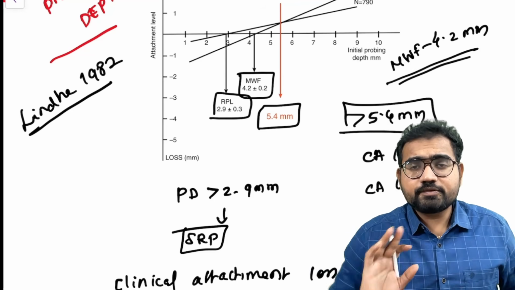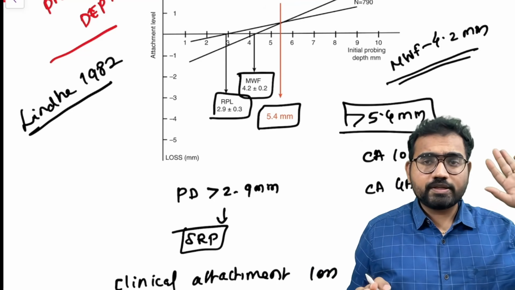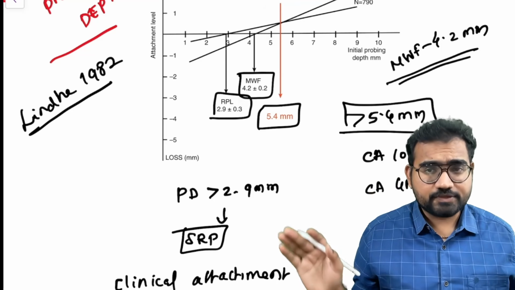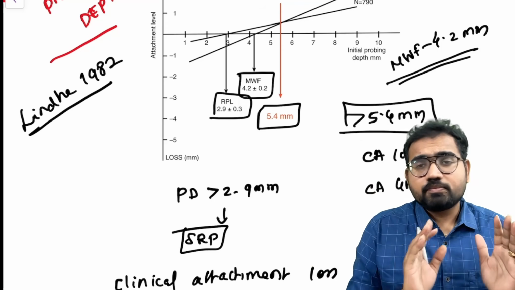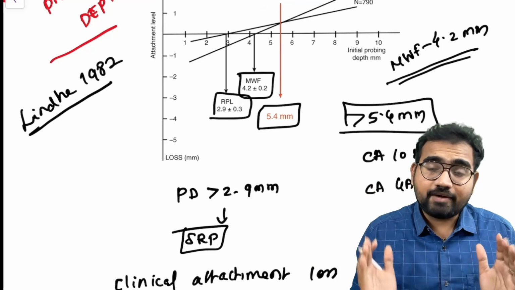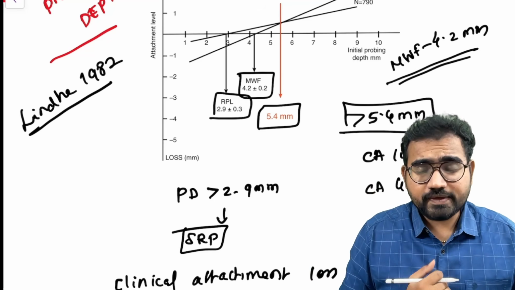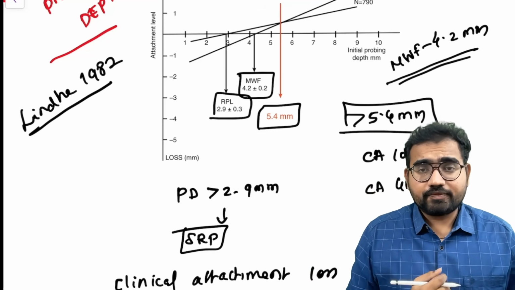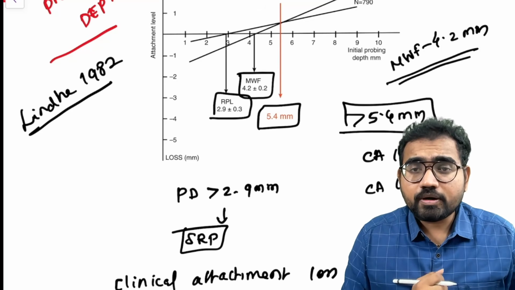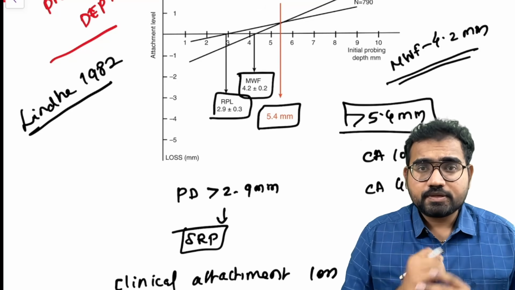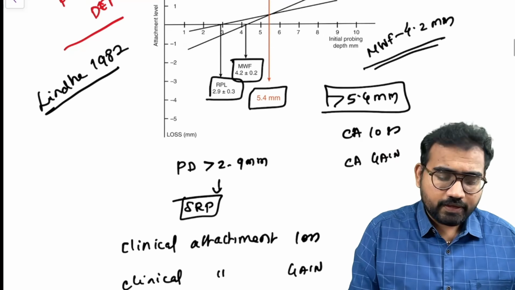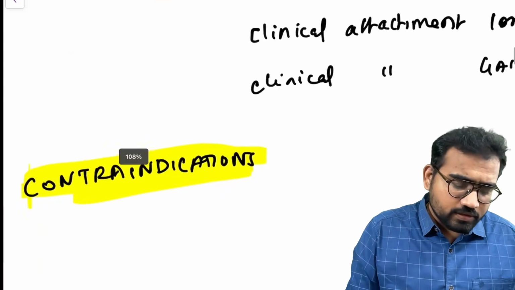So generally speaking, patients with more than 3 mm can be taken up for scaling and root planing. Patients with more than 5.4 mm, after a 3 to 4 week recall after SRP, can be taken up for flap surgery. So I hope this is clear, right? Okay, now moving on to the indications.